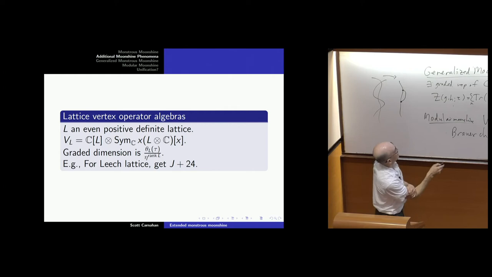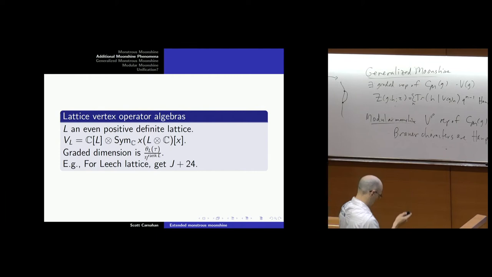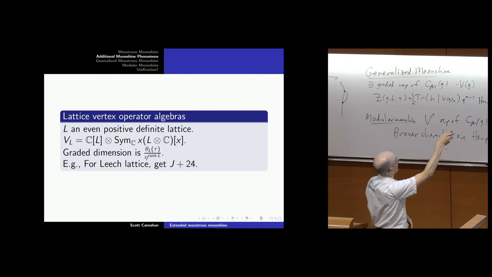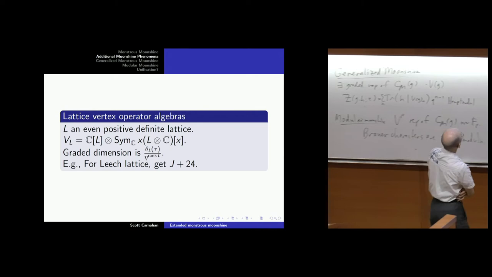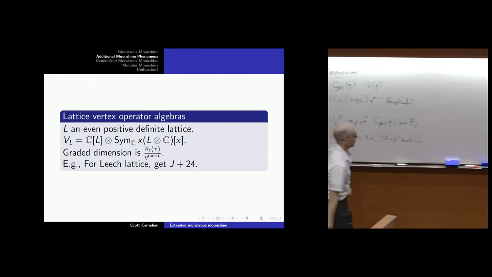Anyway, the graded dimension of this object: elements of the group ring seem to have a degree related to their norm. And so that's what gives us a theta function. And then this symmetric algebra also has some degrees attached to it. And so that gives us a reciprocal of the eta function. And so for the Leech lattice, for example, we get this graded dimension that's equal to j plus 24. So it's almost the same graded dimension as this vertex operator algebra V natural.